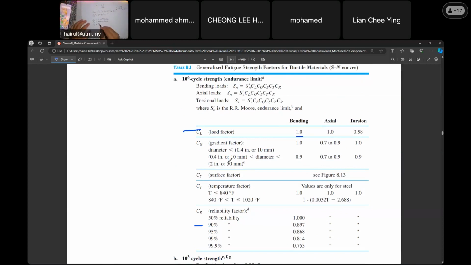CS is the surface factor, and CT is the temperature factor.